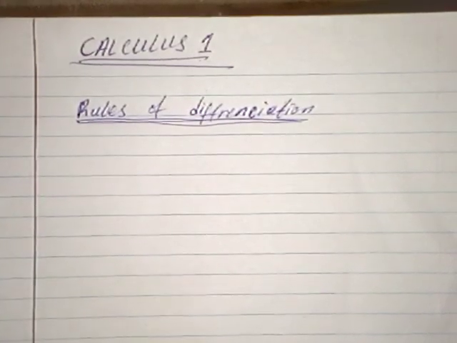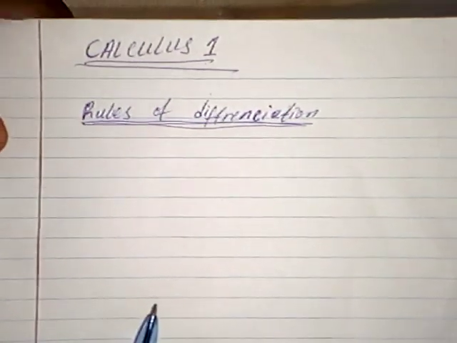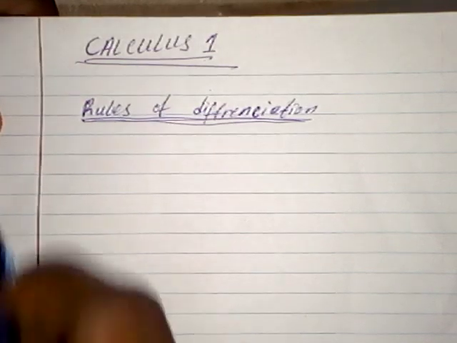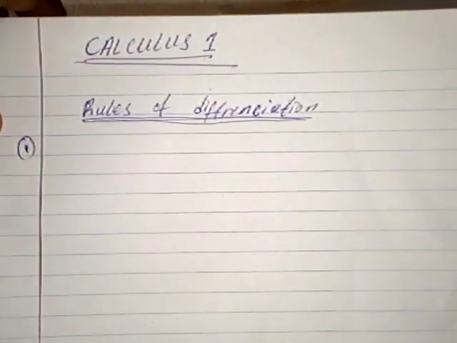And now let's talk about the rules of differentiation. All about calculus 1, it talks about differentiation. Now let's talk about the rules of differentiation. Now the first rule of differentiation says what?